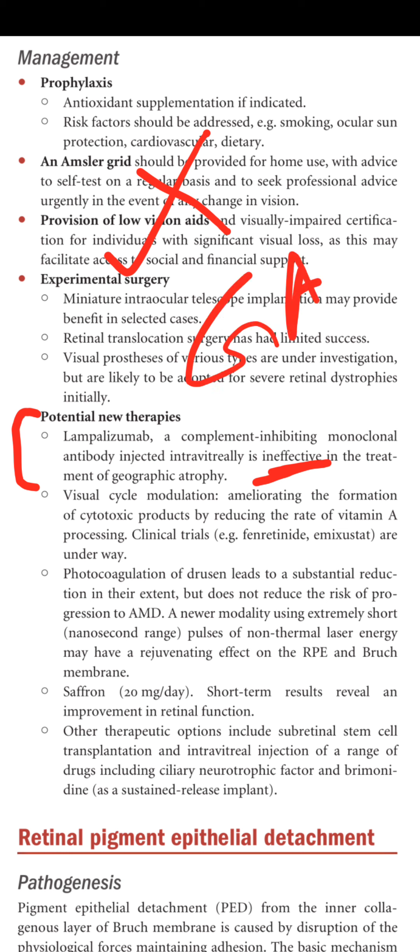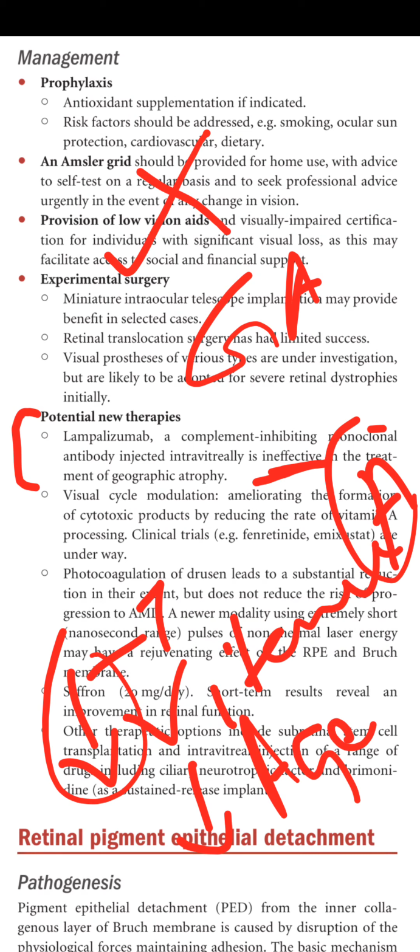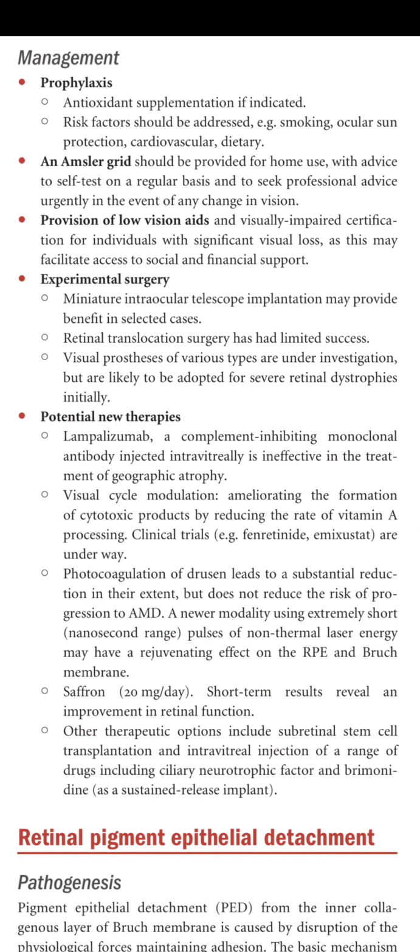So there are visual cycle modulators ameliorating the formation of the cytotoxic product by reducing the rate of vitamin A processing. So you know that decreasing vitamin A processing can decrease age-related macular degeneration. Clinical trials including fenretinide and emixustat are underway. Photocoagulation of the drusen leads to a substantial reduction in their extent but does not reduce the risk of progression to AMD. A newer modality using extremely short nanosecond range pulses of non-thermal laser energy may have a regenerating effect on the RPE and Bruch membrane.